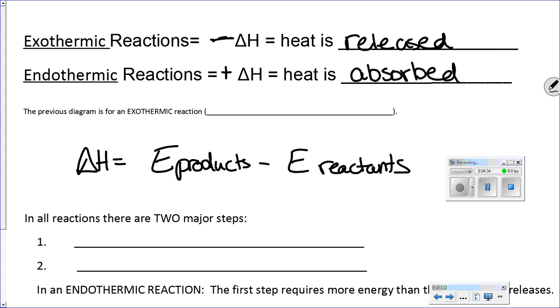So again, as we mentioned, that above diagram is for an exothermic reaction because heat is being given off or released. So that would be found to have a negative delta H value.